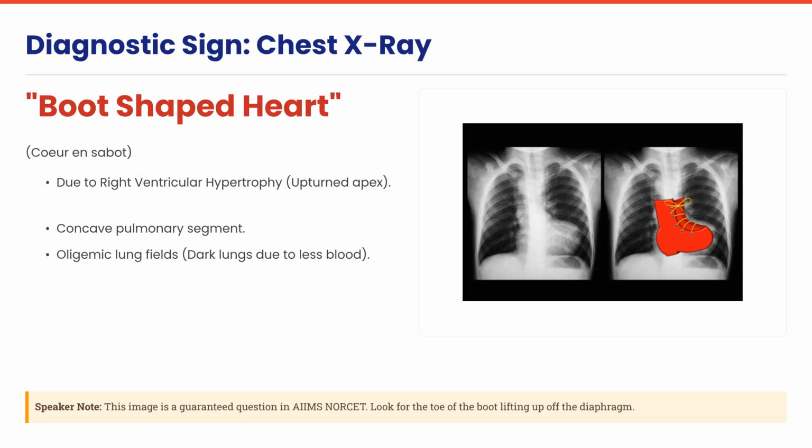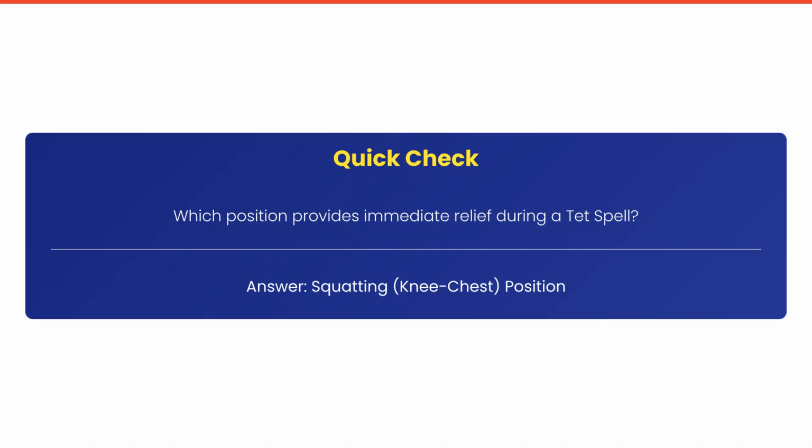A key diagnostic sign on a chest X-ray is the "boot-shaped" heart. This is due to right ventricular hypertrophy and a concave pulmonary segment. Which position provides immediate relief during a TET spell? The correct answer is squatting, or the knee-chest position.